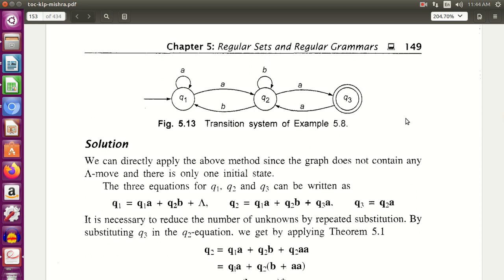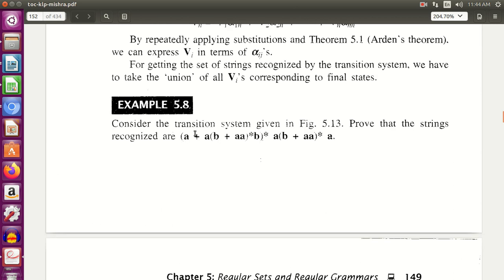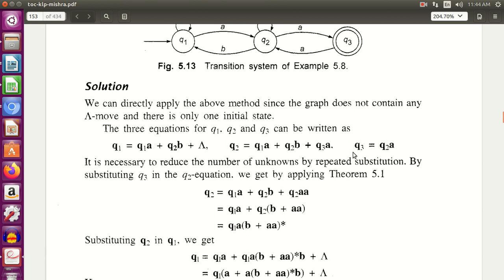Now we are going to start and concentrate on the final state, which is Q3, because the expression of Q3 is going to give us the final regular expression, that is this one. Because Q3 is the final state, the final equation that we get for Q3 must be equal to the regular expression that we are trying to generate, right? So, if you look at the expression of Q3, Q3 is dependent upon Q2.